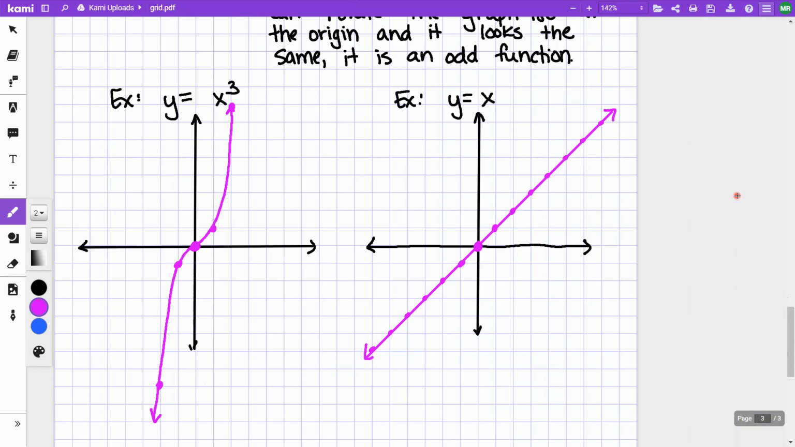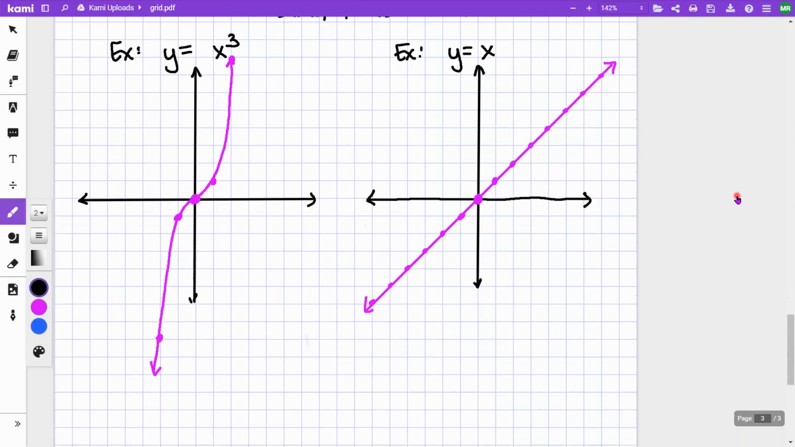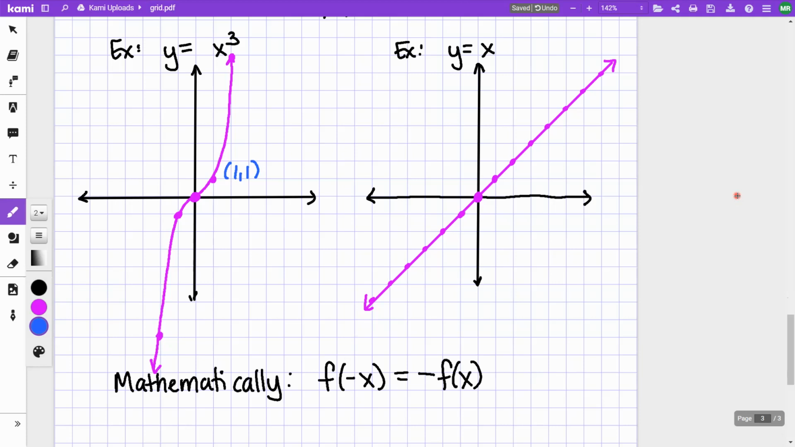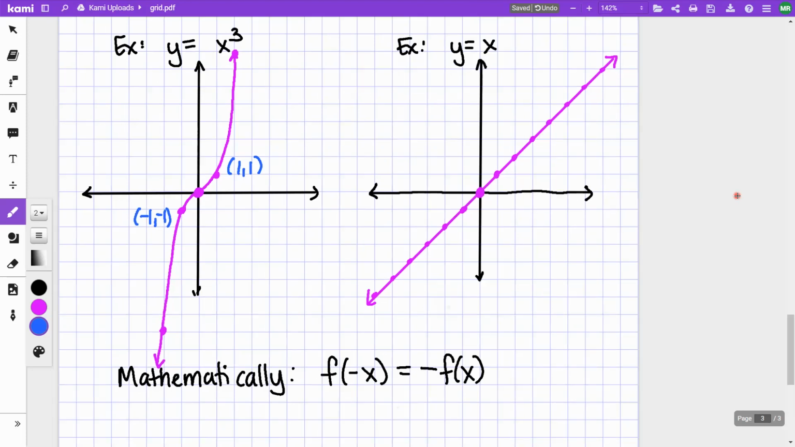Okay. Now, what's going to happen mathematically? If I put in a negative x, just like I did for the other one, we always put in a negative x to decide if something's even or odd. What's going to happen is I'm going to get the opposite of f of x. For example, here I have 1, 1, but when I put in -1, I was at -1. It was the opposite of my 1. So that's what has to happen.